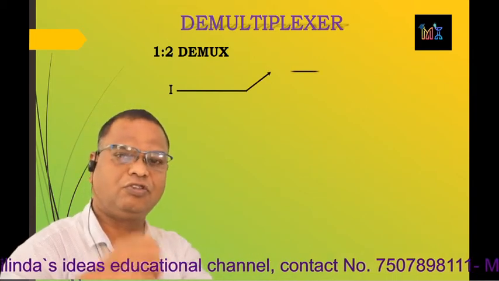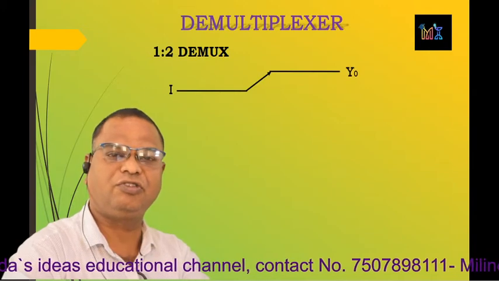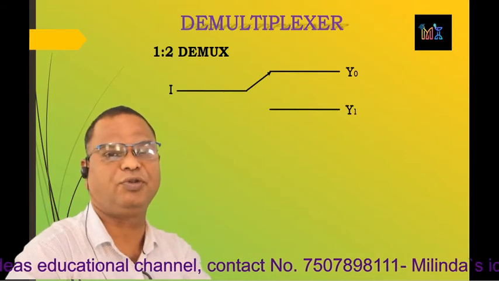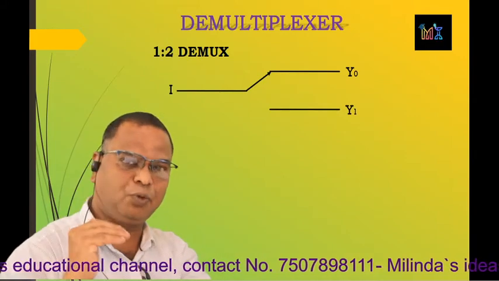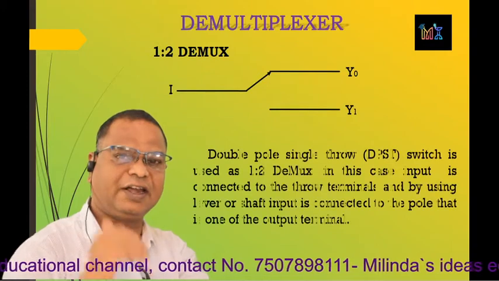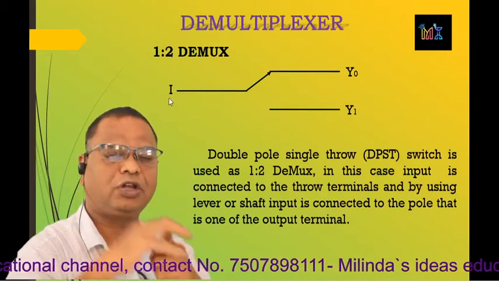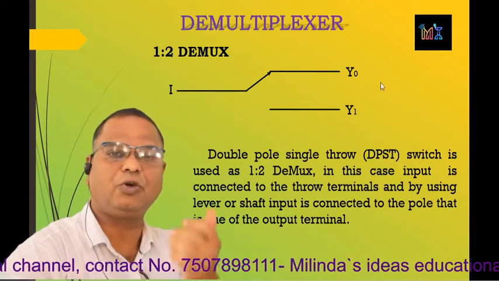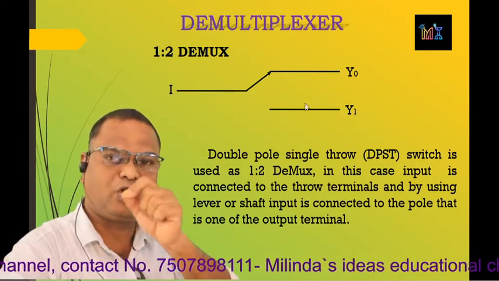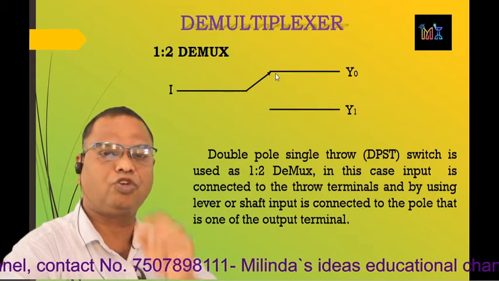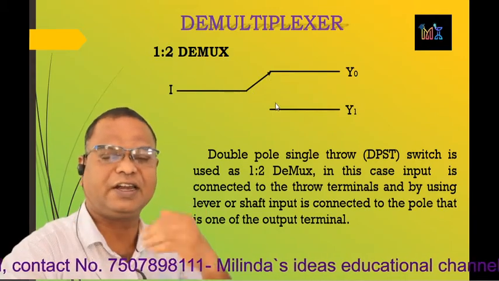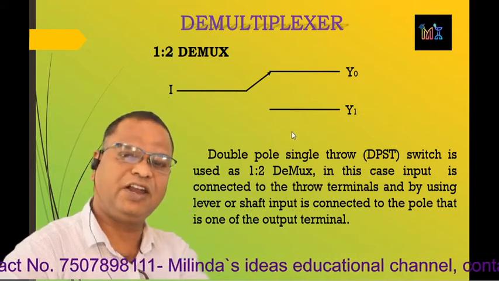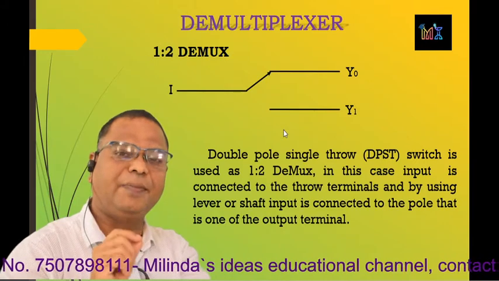an SPDT switch. Mostly a rotary switch is used, but in this case, as there are two outputs, a single pole double throw switch is used. In this case, the input data or input signal is connected to the pole terminal, and the throw terminals are considered as output terminals, that is Y0 and Y1 respectively. When we change the position of the lever, the input data is connected either to the Y0 or Y1 terminal. But friends, this switch is a manually operated switch.